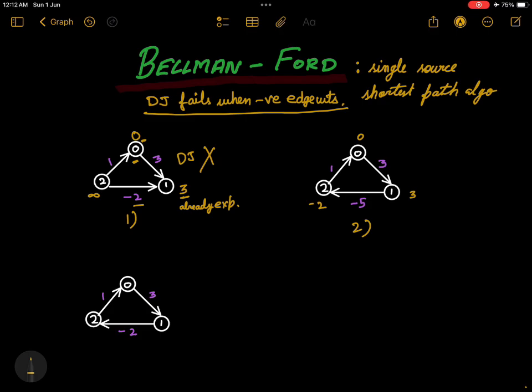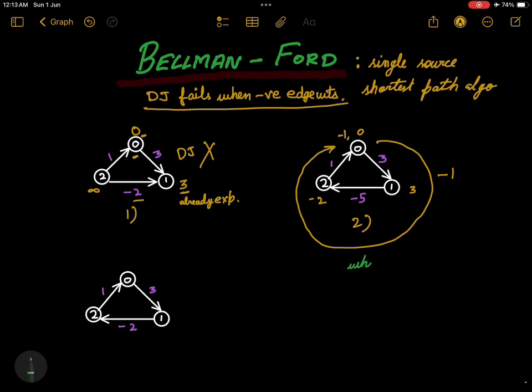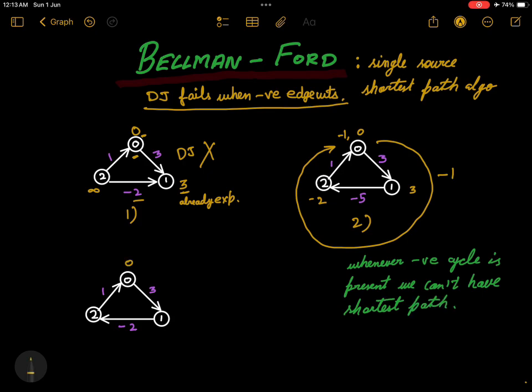Let's see in graph 2, we have a cycle. Okay, so again let's start from 0. If we go around the cycle and come back to 0, you can see we will have -1 as the shortest distance. That means we have reached 0 via some path at -1 distance, which is not possible, right? So whenever we have negative cycles present in our graph, we can't have shortest paths.